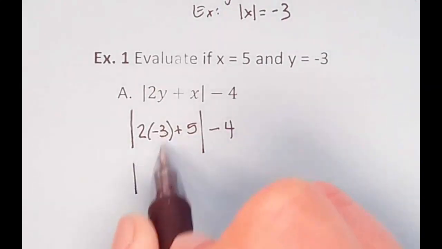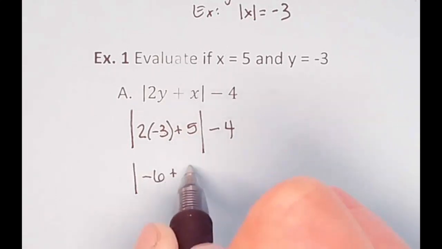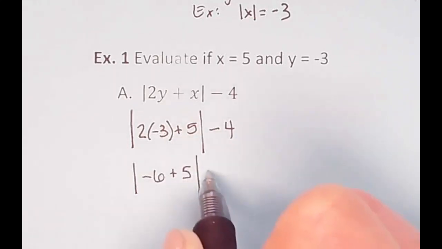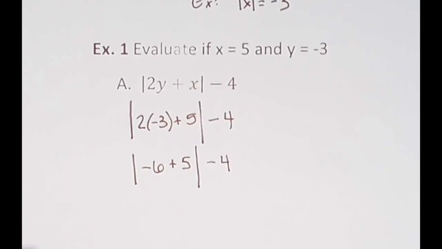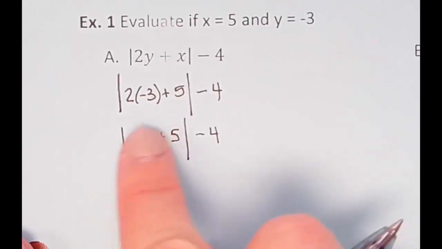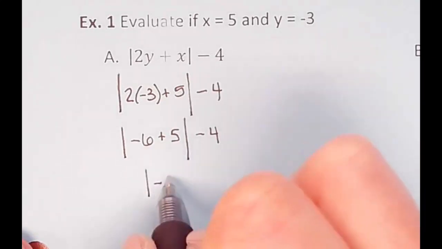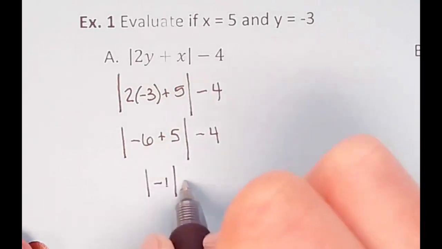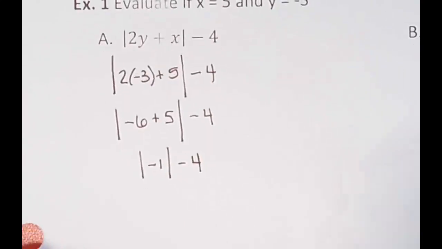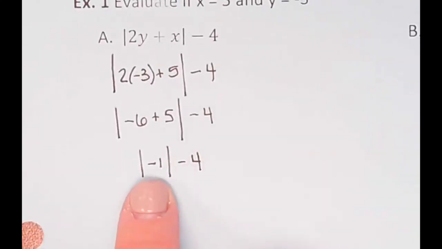Drop down the -4. Now I have one number in the absolute value bars. I can go ahead and solve that. Absolute value of -1 is a +1. Drop down our -4. Now I have 1 minus 4, which is -3. It's okay to have a negative number as long as we didn't take it directly out of the absolute value bars.